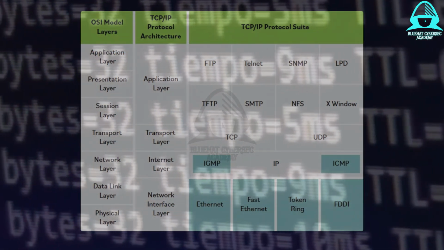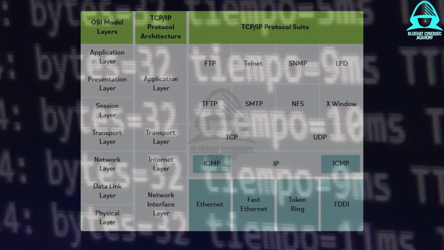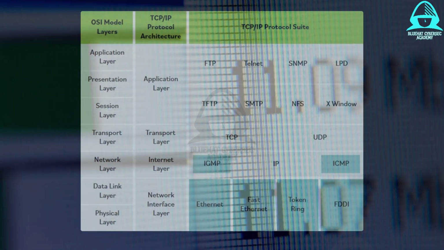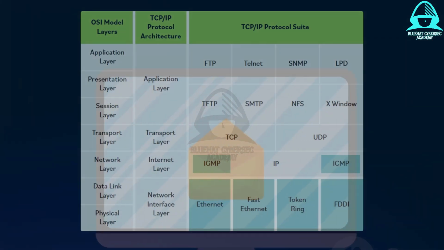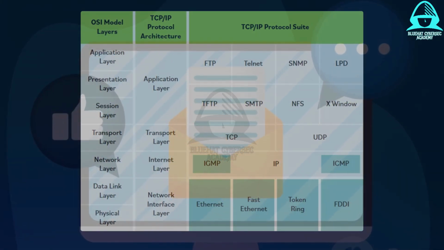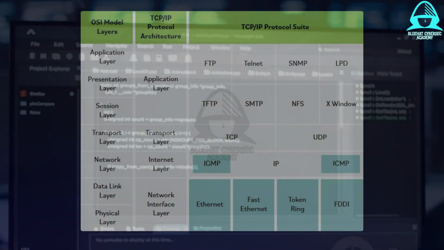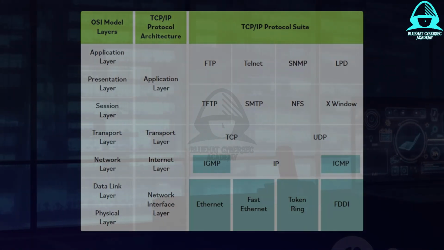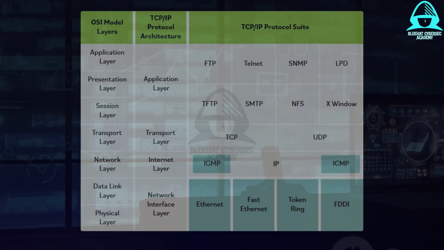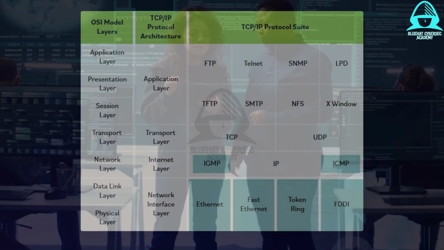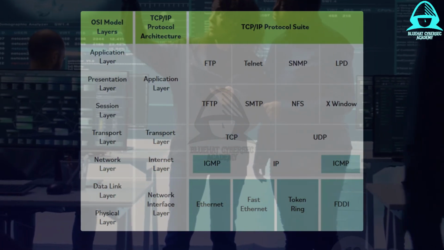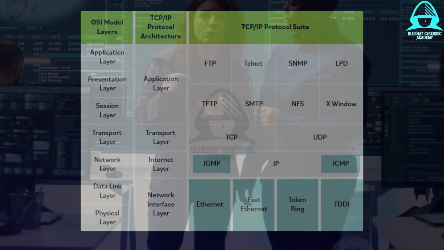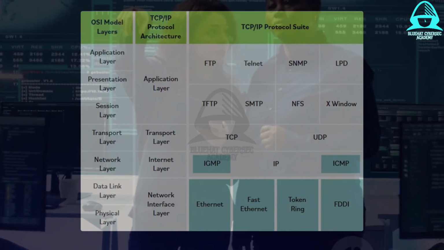At the application layer, TCP/IP protocols include Telnet, File Transfer Protocol, which is FTP, Simple Mail Transport Protocol, or SMTP, and Domain Name Service, which we call DNS. The two primary transport layer protocols of TCP/IP are TCP and UDP. TCP is a full duplex connection-oriented protocol, whereas UDP is a simplex connectionless protocol.